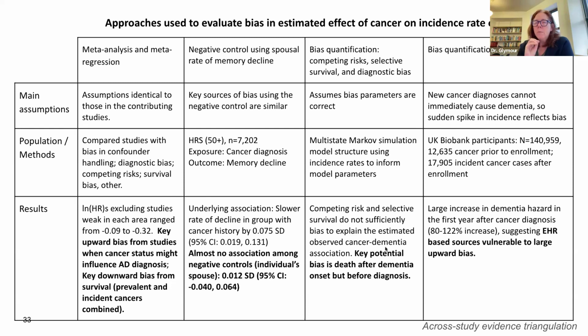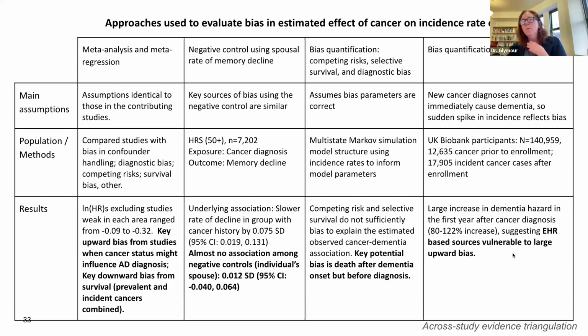What did matter was the possibility that there's a delay between when you develop dementia and when it's diagnosed. And some people die during that period between when they have cognitive impairment and when they're actually diagnosed with it. And that is an important potential bias. So if you have substantial mortality between onset of dementia and diagnosis of dementia, and that mortality is higher among people with cancer, you can quickly induce a bias. So their bias quantification really highlighted the thing we have to worry about.